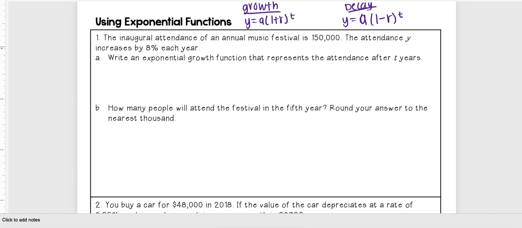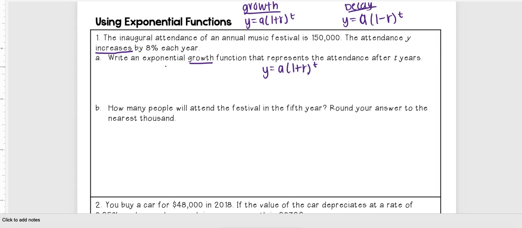So number one, it says the inaugural attendance of an annual music festival is 150,000. The attendance y increases by 8% each year. Write an exponential growth function that represents the attendance after t years. So first, I need to figure out whether it's growth or decay. This one actually tells us that it's growth, but I could have also seen that because it's increasing. And so this is going to be growth, so I know my function here is y equals a (1 plus r) to the t. But now I need to figure out what my a and my r is, because I already know I don't know my years because it says after t years.